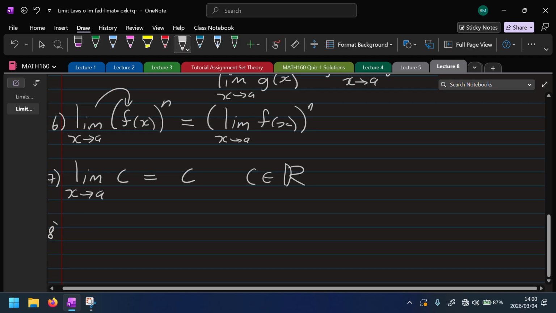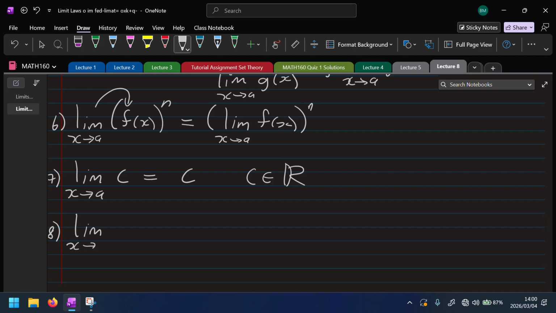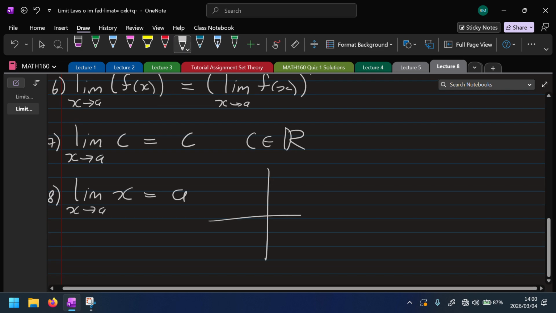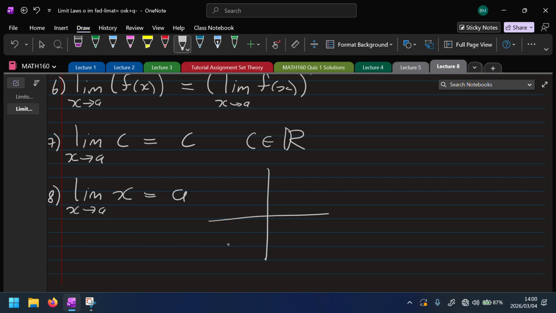And finally, number 8, the limit as x goes to a of x is just a. We can see that very clearly with the diagram. So if we just have the function x, just right down the middle here, whatever value you choose for x, the y value is the same. And it's along the whole line. So positive values, negative values, you just get the value back. So you put in a, you get out a.